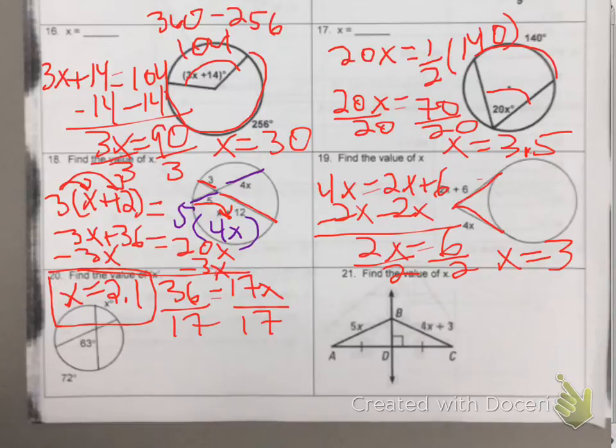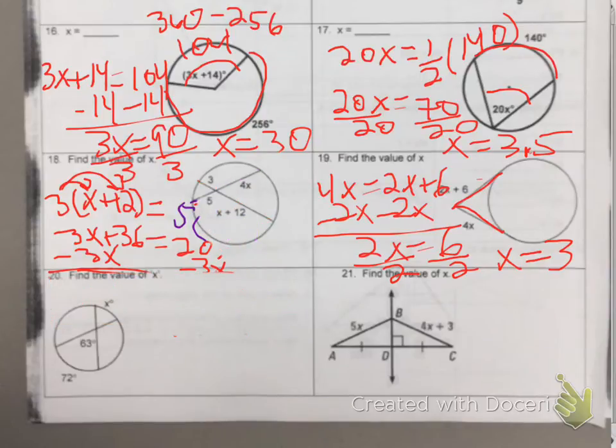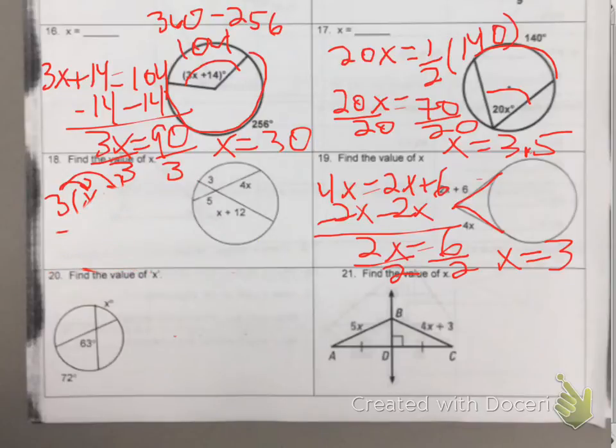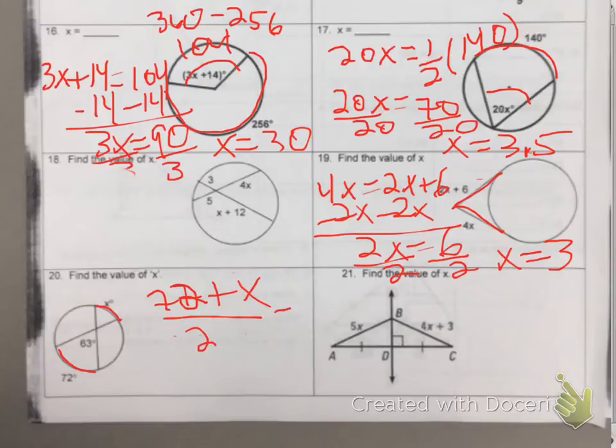Okay, next one. Okay, so I'm going to erase this part, that way we can have a little bit more room. Okay, so now I'm going to do this one. If you look at the formula chart, you're going to notice that the two arcs added together, 72 plus x, divided by 2 equals that angle in the middle there, which is 63.